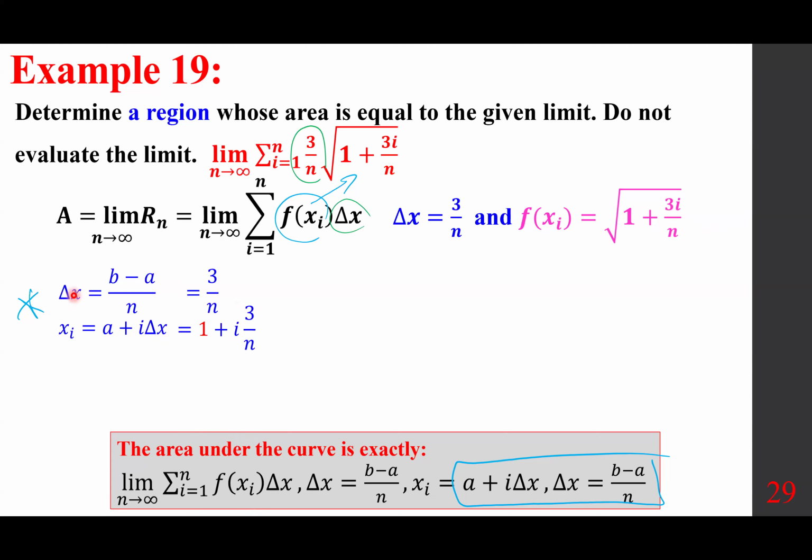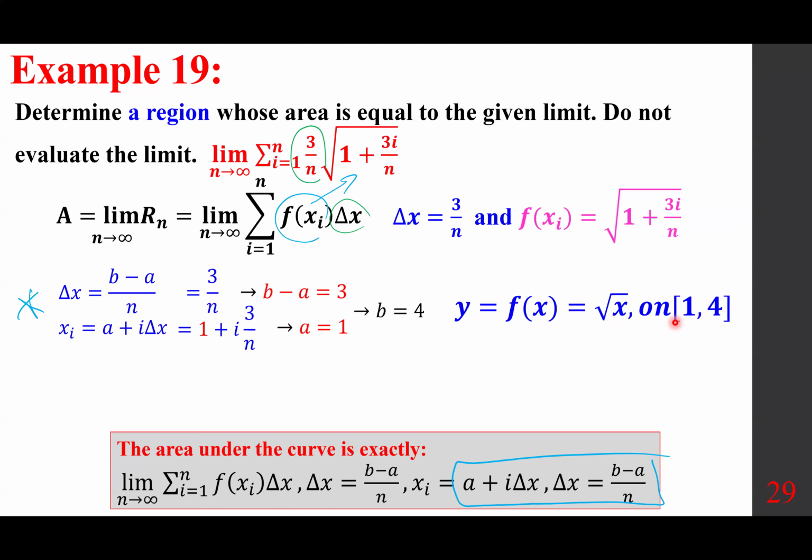We know that delta x is b minus a over n, so b minus a must be 3. If this is a plus I delta x, and this is delta x, this is I delta x, then a must be 1. And if a is 1, what happens here? B becomes 4. So I hope you see the step-by-step justification as to how we arrive at each part. So the function seems to be y equals f of x equals square root of x from 1 to 4. So take a look at this one: y equals f of x equals square root of x on the interval of 1 to 4.